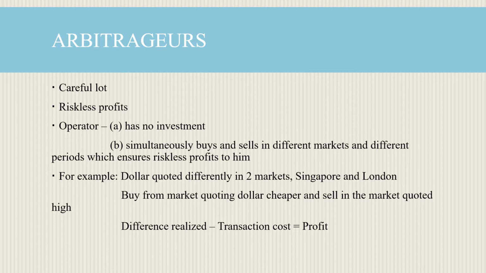Okay, in the above case, speculators do the same thing, but not in different markets. He will make his own estimation that the dollar price will appreciate in future. Now he will purchase it, and in the future he will sell it. But arbitrageurs carefully watch markets. They will see whether the same currency is quoted differently in different markets. In that case, due to these price differences, they will earn this riskless profit. That is what arbitrageurs do.